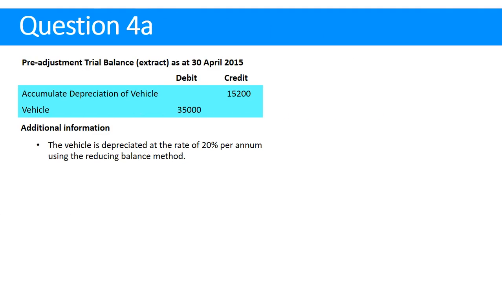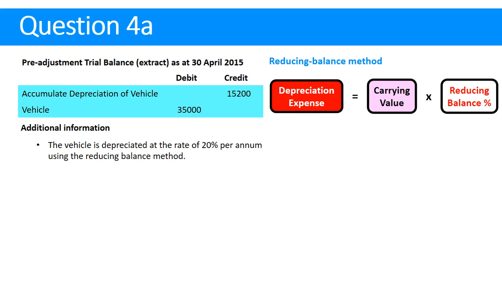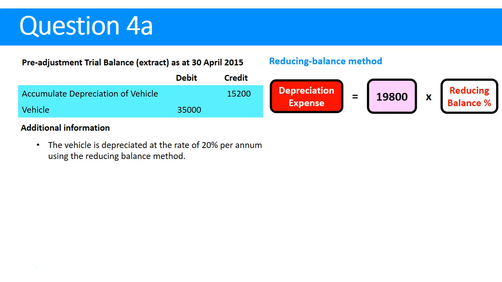Adjustment 3, the vehicle is to be depreciated at a rate of 20% per annum using the reducing balance method. So what's important to realize here is that this trial balance is pre-adjusted. So this number here does not have any depreciation from the current period. So our first task will be to go and do that. So we're told that we're using reducing balance, and the formula for that is to take the carrying value, times it by the reducing balance percentage. So to get the carrying value in this case, we'll take the cost of 35, take out how much has been depreciated so far, and we'll get a carrying value of 19,800. The percentage we're told is 20, so if we do 19,800 times it by 20, we get 3,960.